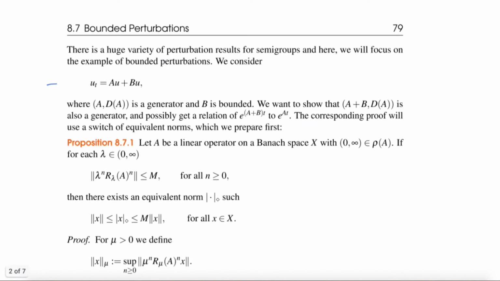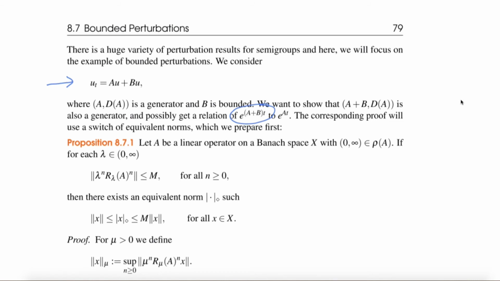So assume we have a differential equation of the form u_t = Au + Bu, and now A is a beautiful generator which has all the properties which we want, but we don't know if B has the same properties. But maybe we know that B is bounded. So then we want to know if A + B is also a generator.